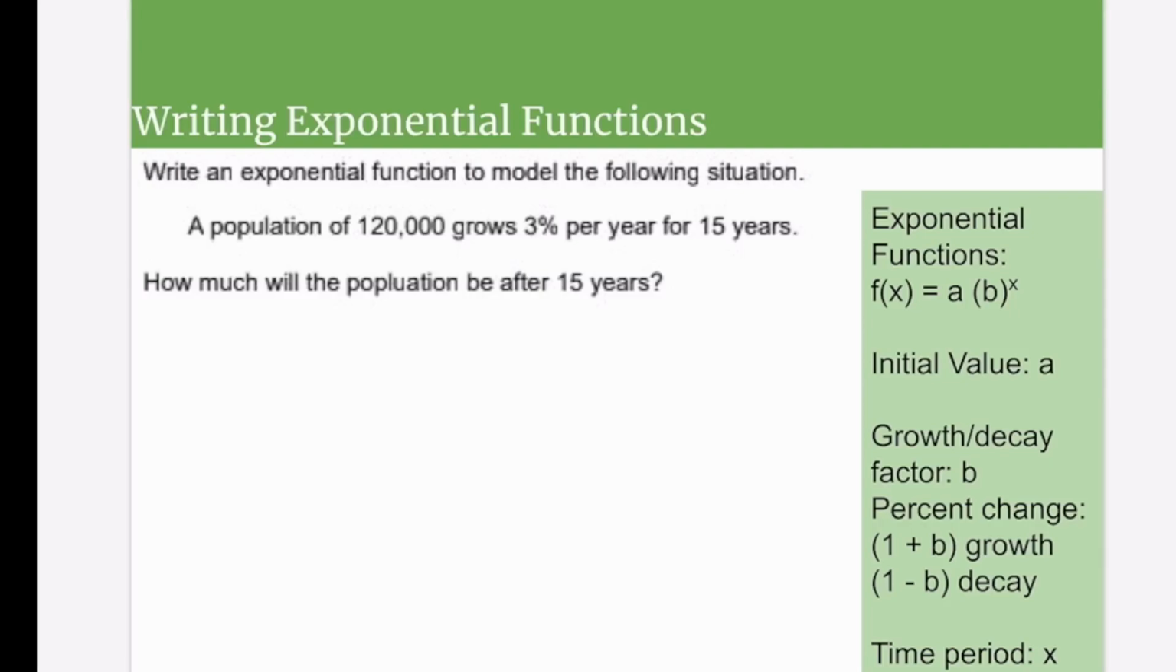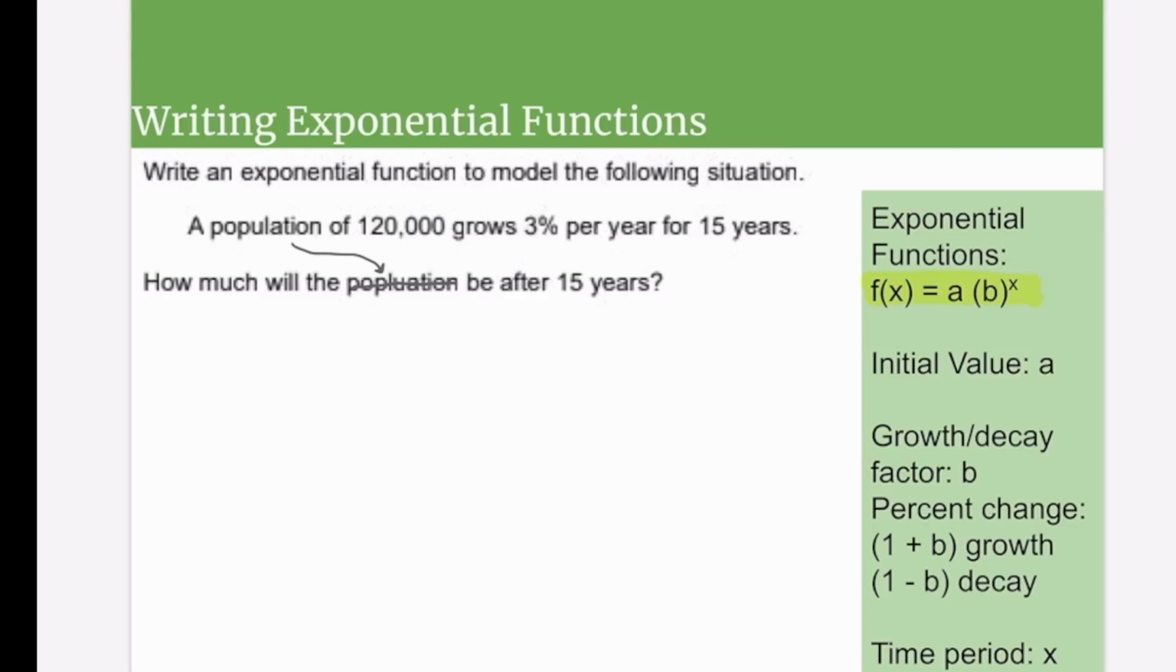In this case, you have a population of 120,000, which is growing 3% per year for 15 years. And we want to know how much will the population be after 15 years. Oh, and I noticed that is not spelled right. Population. Sorry. So, a basic exponential function has this form where you have f of x or y equals a times b to the x.